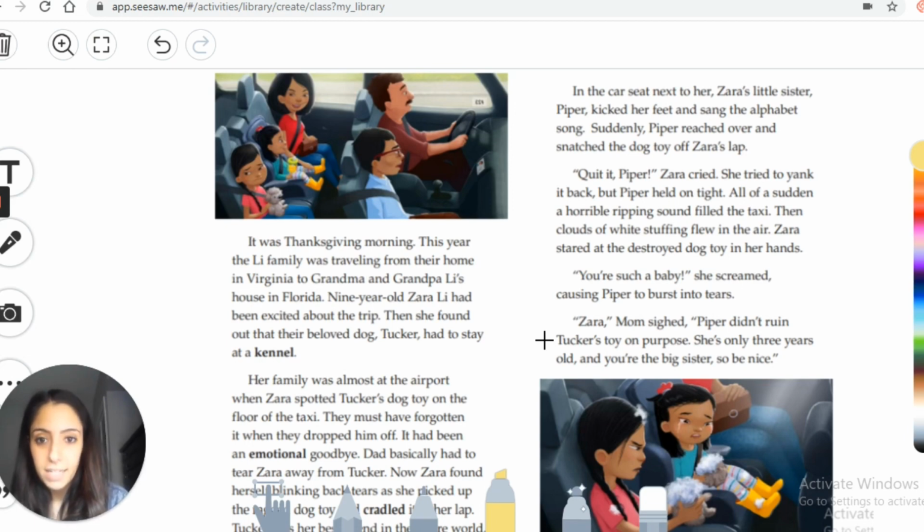It was Thanksgiving morning. This year, the Leaf family was traveling from their home in Virginia to Grandma and Grandpa Lee's house in Florida. 9-year-old Zara Lee had been excited about the trip. Then she found out that their beloved dog Tucker had to stay at a kennel. Her family was almost at the airport when Zara spotted Tucker's dog toy on the floor of the taxi. They must have forgotten it when they dropped him off. It had been an emotional goodbye. Dad basically had to tear Zara away from Tucker. Now, Zara found herself blinking back tears as she picked up the ragged dog toy and cradled it in her lap. Tucker was her best friend in the entire world.